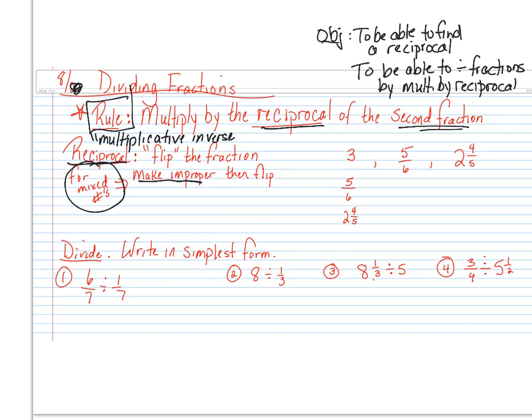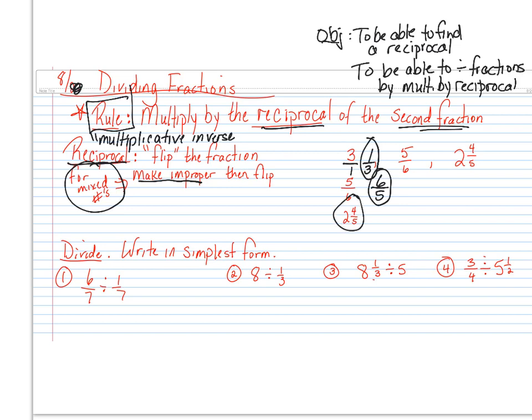So let's practice. The number 3. Notice 3 is not written as a fraction, but it is a fraction. All whole numbers can be written as fractions. It's really 3 over 1. Okay? So the reciprocal of 3 over 1, we just flip it around. It would be 1/3. The reciprocal for 5/6, well, just flip it around. 6/5.